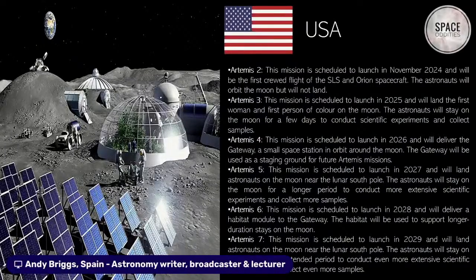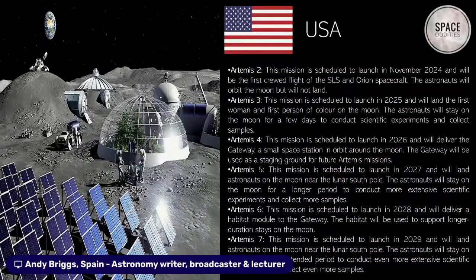Artemis 2, an uncrewed mission to fly round the moon, much like Apollo 8 did in the days of Apollo in 1968. Artemis 3 will be the first mission to actually land people on the moon, the first woman and the first person of color. Artemis 4 is going to deliver the Lunar Gateway. This is a space station that's going to orbit the moon and be used as a staging post for future Artemis missions. Artemis 5, that's going to launch in 2027, and they're going to stay on the moon for a much longer period to carry out experiments and collect more samples. Then we've got Artemis 6 in 2028, delivering a habitat module to the Gateway.